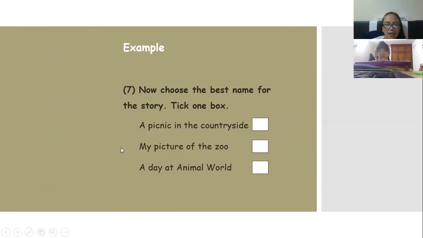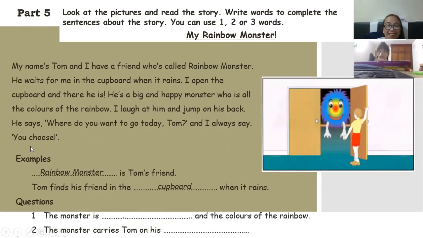So what do you think is the title of the story? A Day at Animal World. Yay! Very good. Okay, now look at the picture and read the story. Write the words to complete the sentences about the story, and you can use one, two, or three words. Can you read it again?